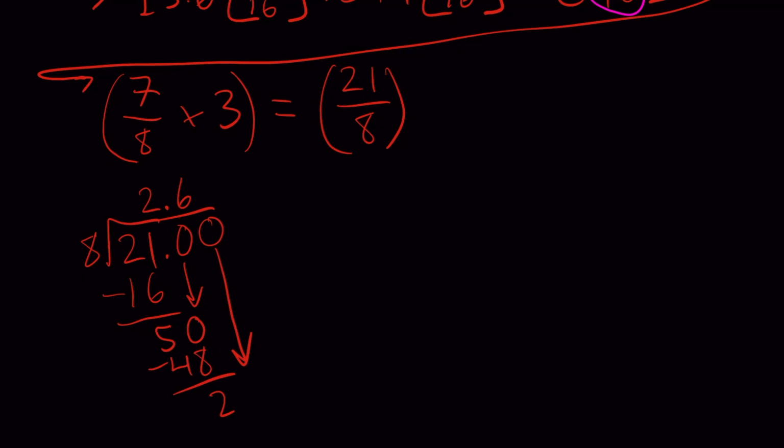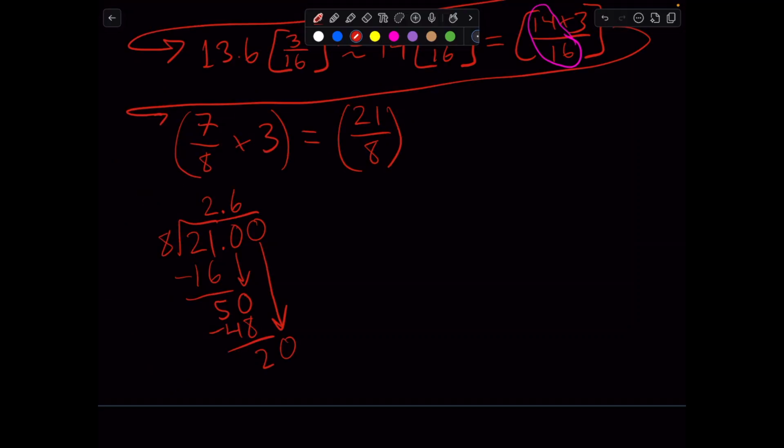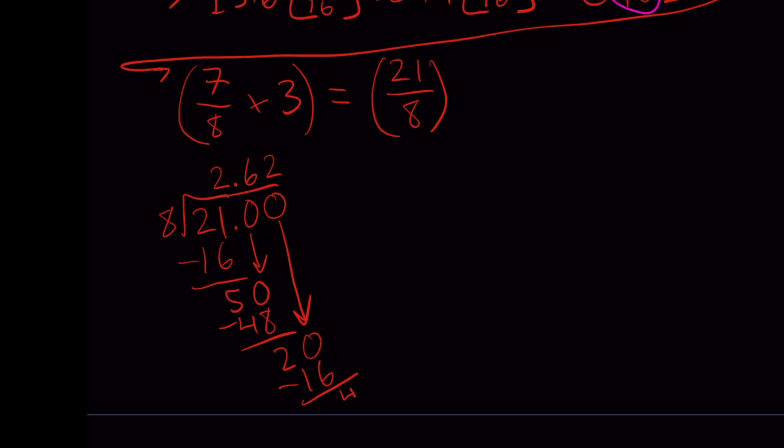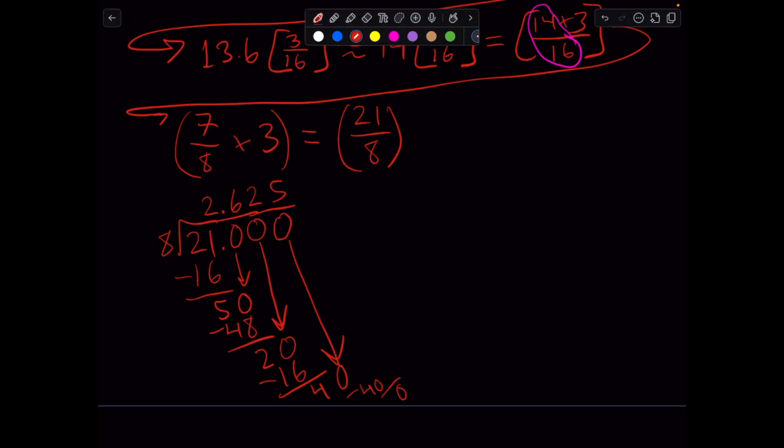Another 0. 8 goes into 20, I want to say 2 times. 16, 4, and then you have 40. And that's going to be 5, right? So 5 times 8 is 40. So you're going to have about, let's estimate, 2.5 electron volts. And that's your answer.